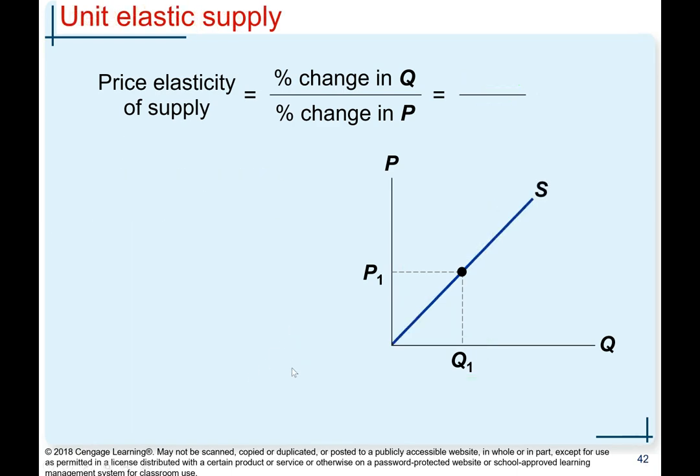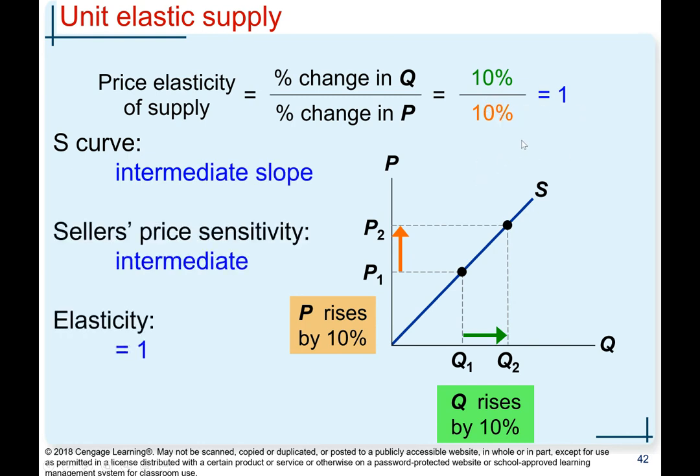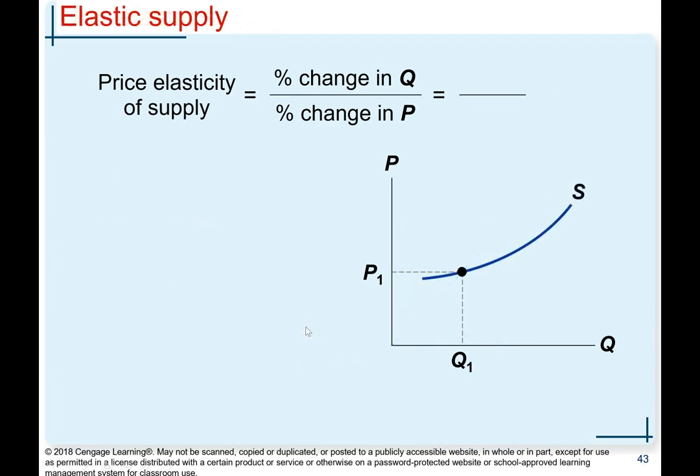What about unit elastic? Using the formula, we can see that a change in quantity of 10% divided by a change in price of 10%. When the change in quantity is equal to the change in price, that is equal to 1. We call that unit elastic. The supply curve has an intermediate slope. It is neither steep nor flat. It originates right from the origin, and that is what we call intermediate slope. Seller's price sensitivity is intermediate, and elasticity coefficient is equal to 1.